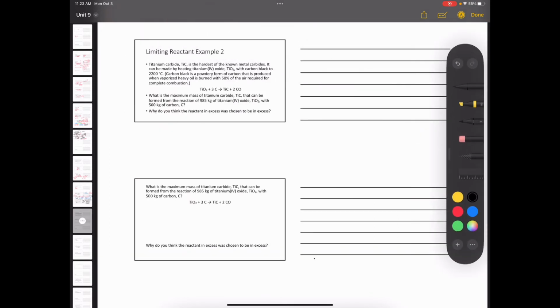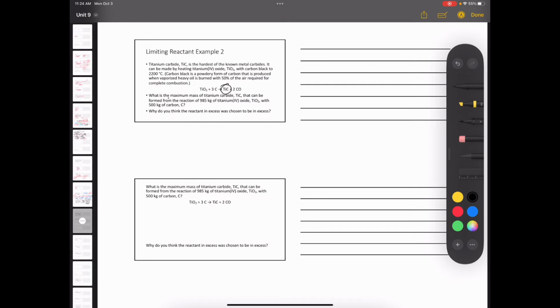This time we are looking at titanium carbide, TiC. The titanium carbide is considered one of the hardest of the known metal carbides. It is normally made by heating titanium oxide, TiO2, with carbon block at really high temperature, which is about 2200 degrees C. And this is the equation right here. So we have titanium oxide reacting with carbon to form titanium carbide with carbon monoxide. We would like to find out what is the maximum amount of titanium carbide. So we're looking at this guy here.